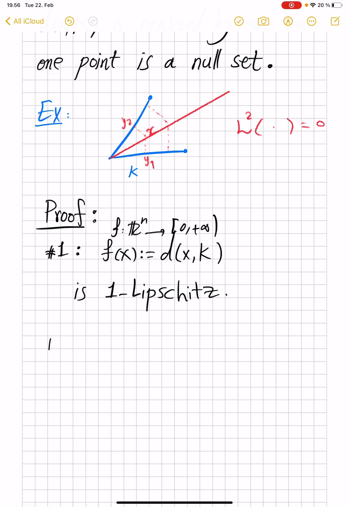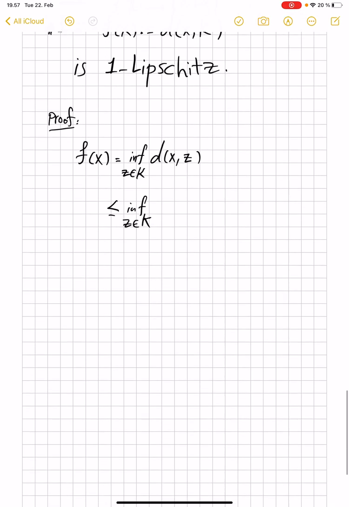The mini proof of that will be, suppose you have f of x and you want to compare it to f of y. So f of x will be the infimum of distances of x to z's, where z is from your compact set K. By triangle inequality, for each individual one of these items, that means before you take the infimum, you can apply the triangle inequality, and this will give you x from y plus y from z.